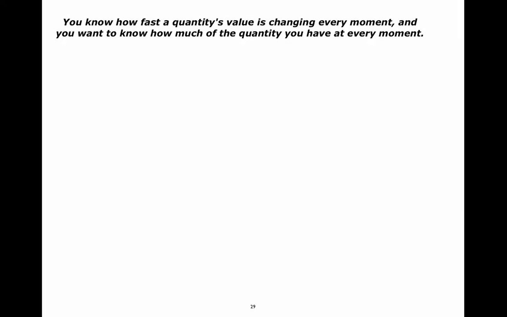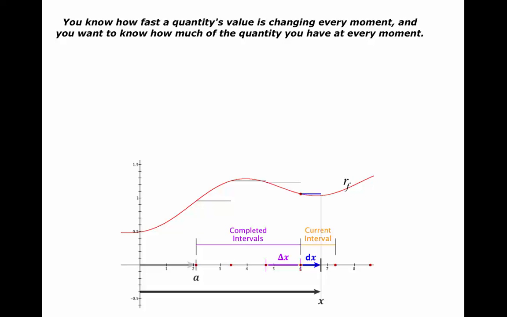You know how fast a quantity's value is changing at every moment? You want to know how much of the quantity you have at every moment. So here's a similar setup to what we've been talking about, and I pause life here. So x is increasing through delta x intervals. I'm going to pause life at x. The current value of x is 6.75.